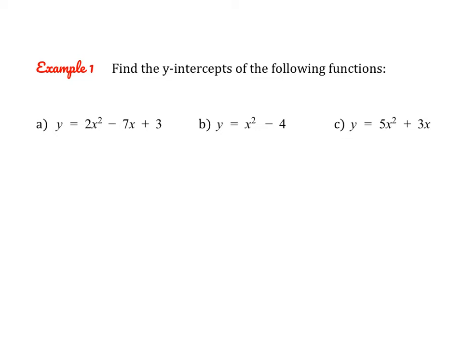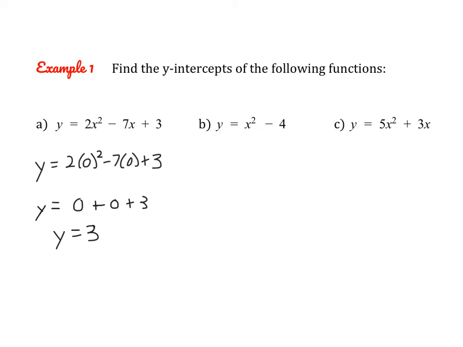So we want to find the y-intercepts of these three functions. So again, remember to find the y-intercept, we just substitute x equals 0. So we say 2 times 0 squared minus 7 times 0 plus 3. Now the reason why I like doing this so much and why it's so easy is because anything times 0 is going to turn to 0. So this first term is going to become 0. This second term, negative 7 times 0, is just 0. And all I have left is 3. So my y value is 3.